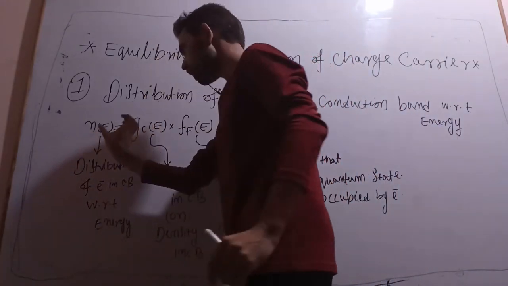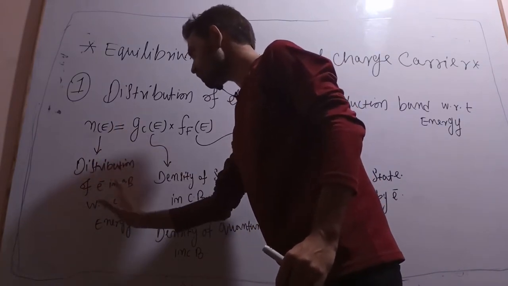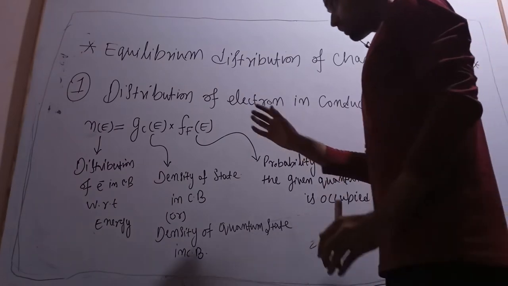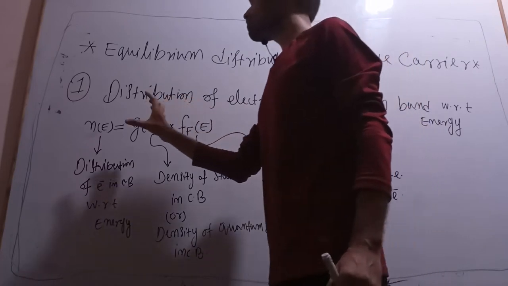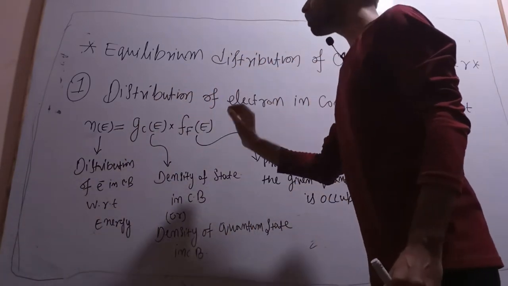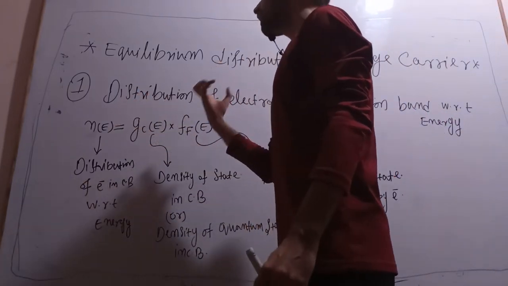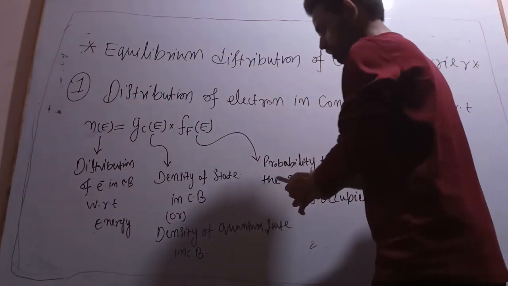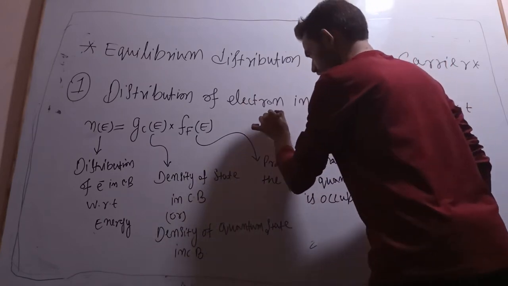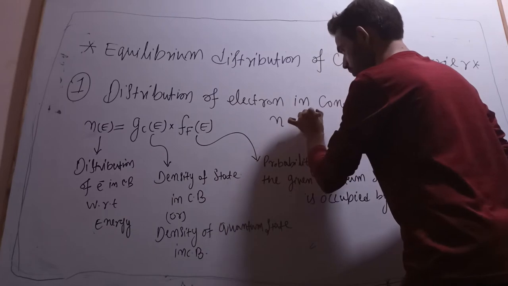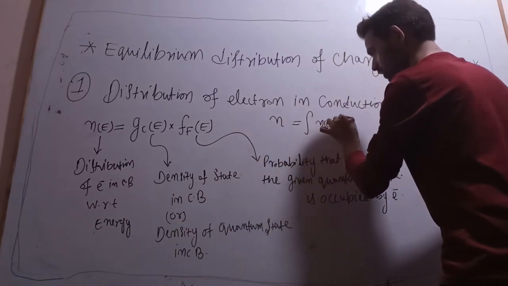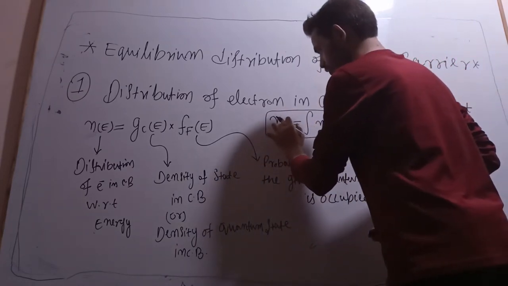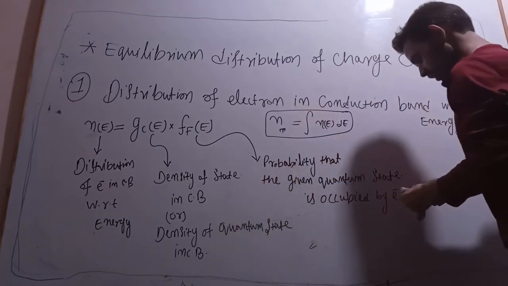Therefore, the product of these two terms will give us the distribution of electron with respect to energy in the conduction band. Now if we want to calculate the total number of electrons per unit volume in the conduction band, we simply integrate this: the integral of n of E dE gives the total number of electrons per unit volume.